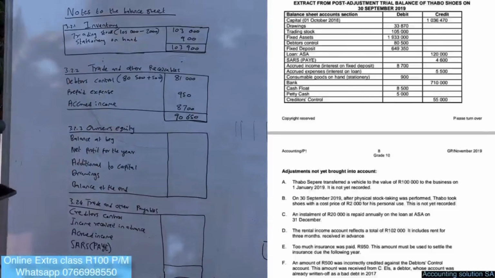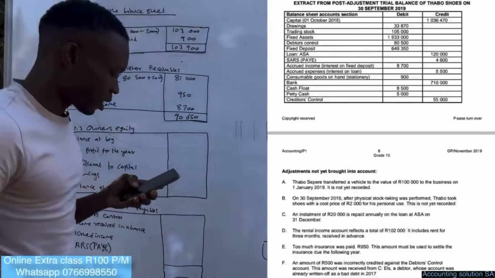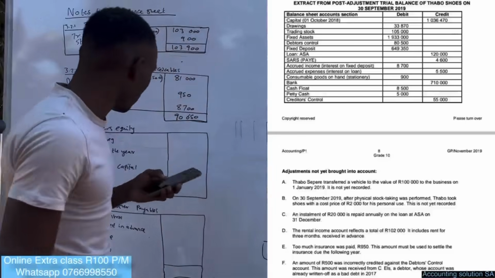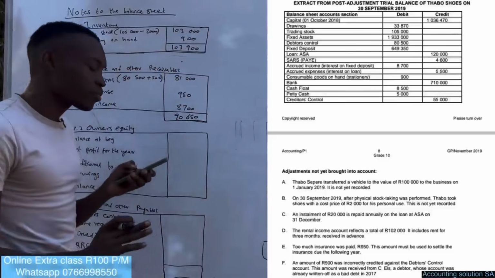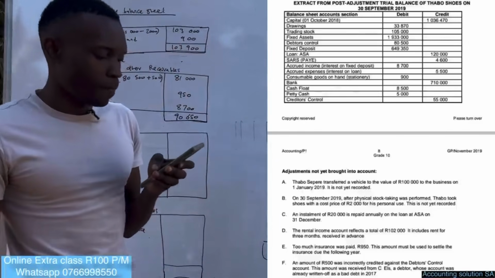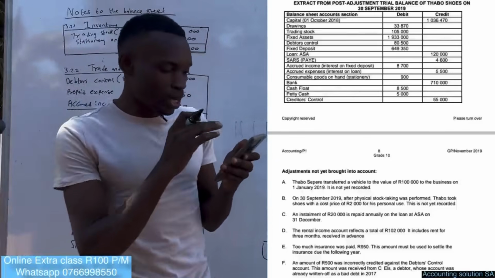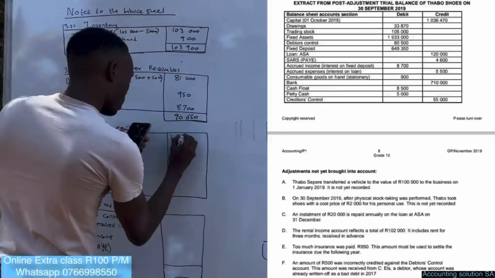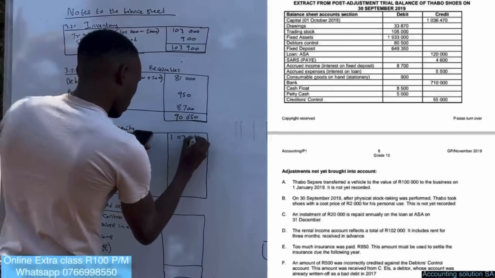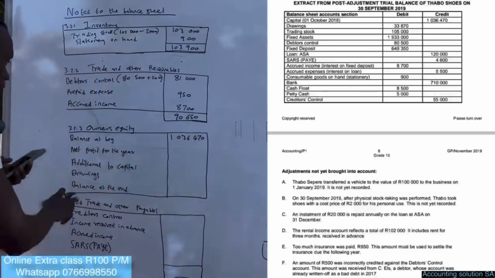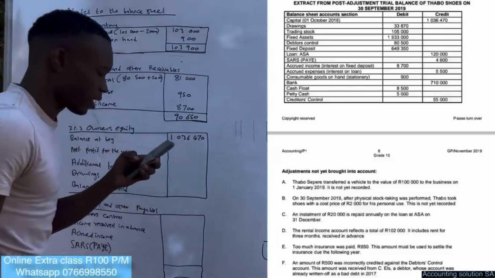Okay, now let's move to the next one. The next one, they said we have to prepare owner's equity. A very simple note, guys. The first step, we have to record a balance, opening balance. If you check under our trial balance, we have a capital which is opening balance of 1,036,470. Then the next one, they said the net profit for the year.